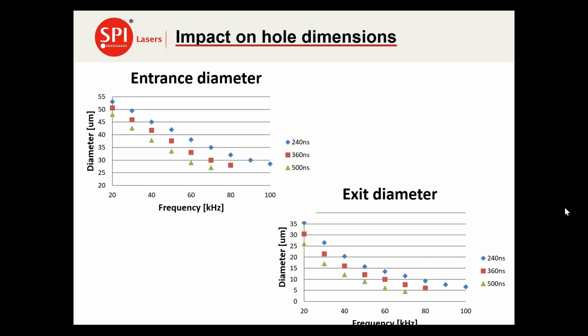Here again, you can see, for the same pulse energies, the effect of pulse duration. By lengthening the pulses, you're making the holes slightly smaller. And again, when we look at the exit diameters, we can have a similar impact. So we can control the input diameter and the output diameter to some extent by changing the frequency and also the pulse duration.